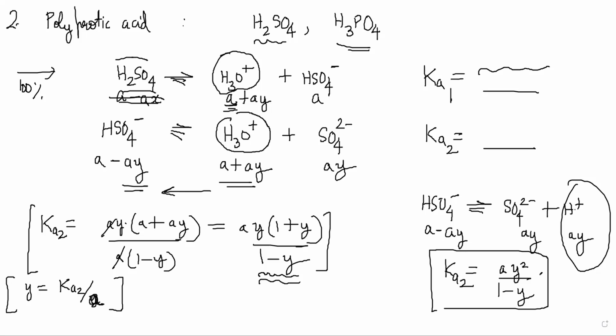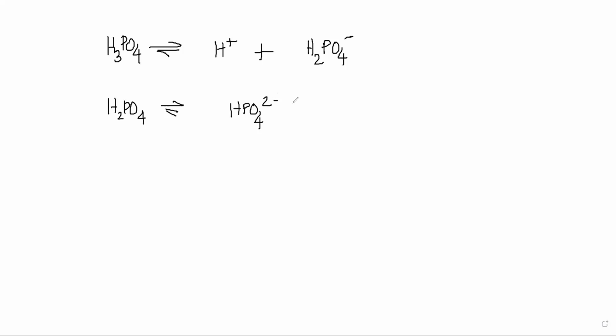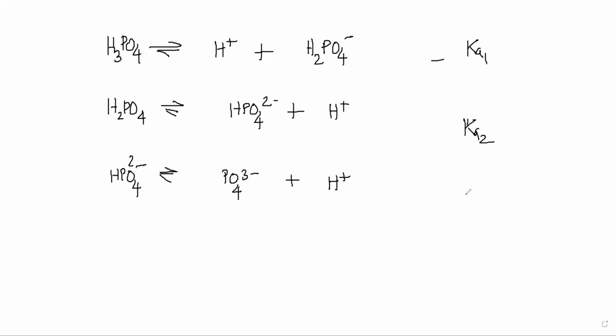Like for H3PO4, I will do Ka1 separately, right? H3PO4 gives H plus plus H2PO4 minus, and then I will do H2PO4 minus gives HPO4 2 minus plus H plus, and then HPO4 2 minus will give PO4 3 minus plus H plus, right? Now this is Ka1, this is Ka2, this is Ka3, and progressively the acid becomes weaker, right?